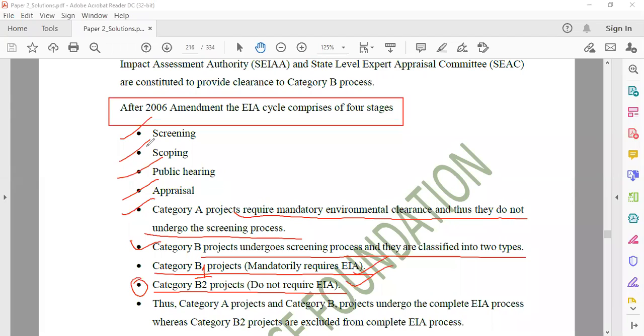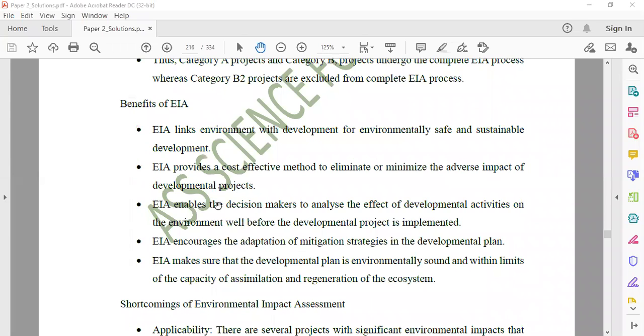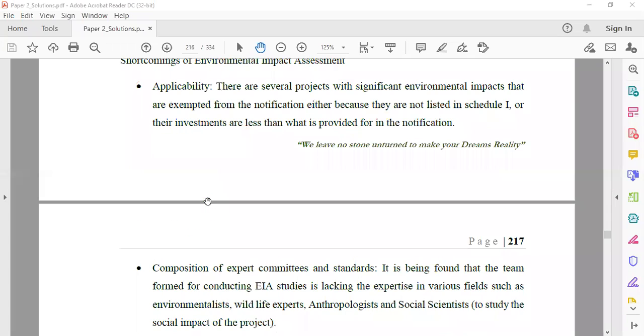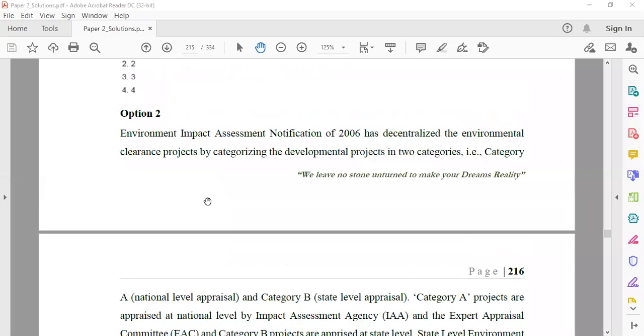So B1 projects undergo the complete EIA process, whereas category B2 projects are excluded. So the correct answer should be B2 projects, right? Because in the question they are asking which does not require an environmental impact assessment report. So the correct option here is B2. Benefits we have already mentioned, EIA quality, lack of ability. So all the details have been mentioned for your reference.